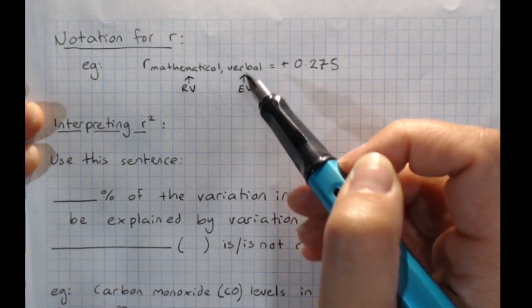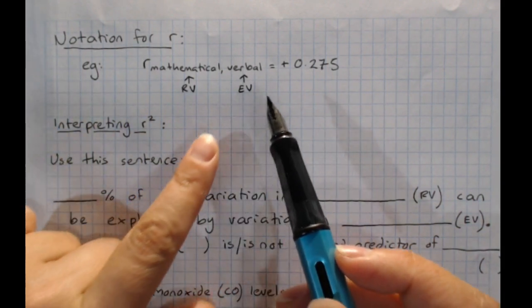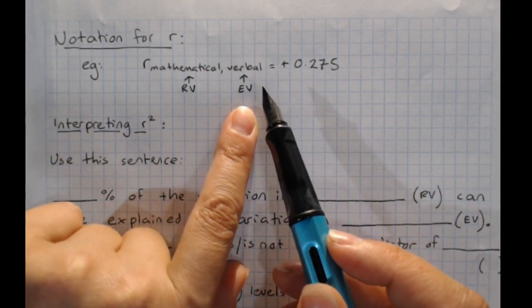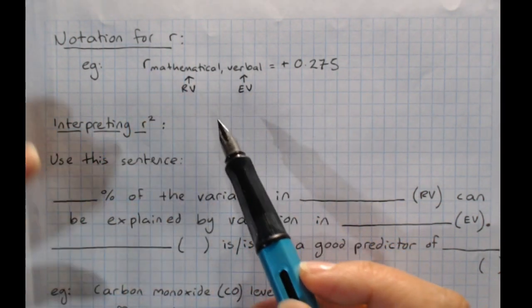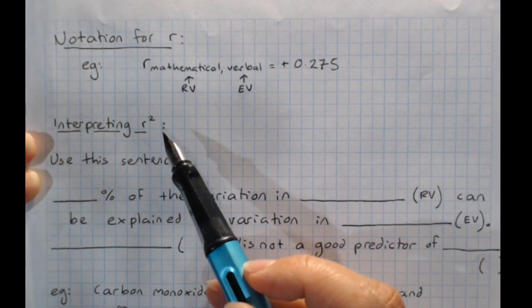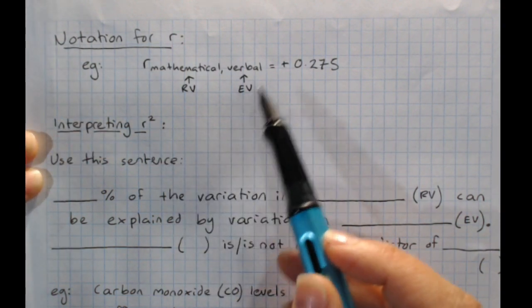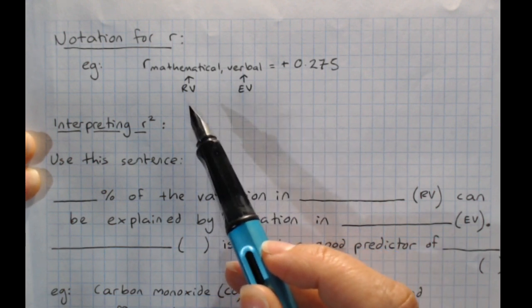And I'll double, triple check. Yes, I got that correct. You'll need to know this because obviously the explanatory variable is the one that explains the response variable. And the whole point of r squared is how much the explanatory variable does explain the response variable.